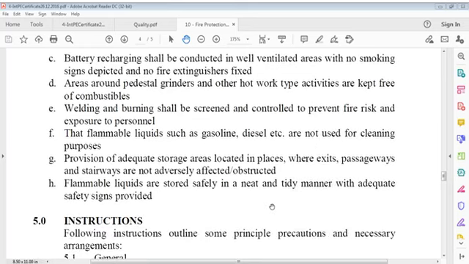Battery recharging shall be conducted in well ventilated areas with no smoking signs displayed and fire extinguishers fixed.